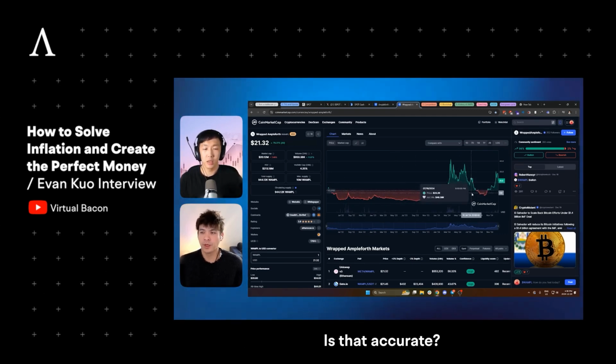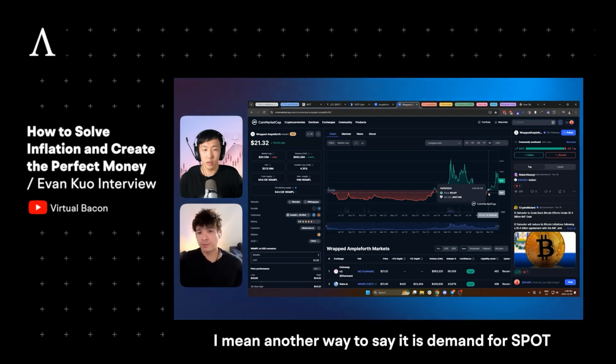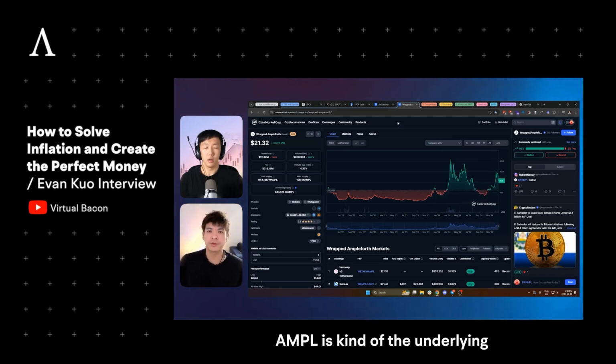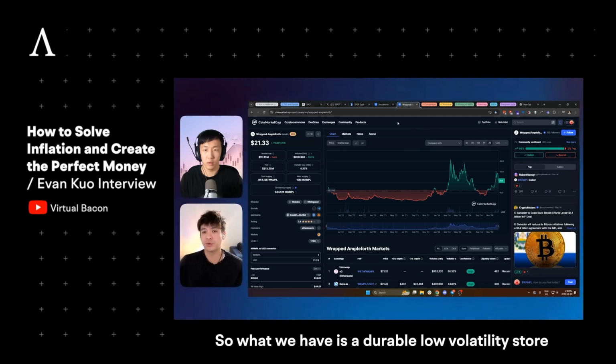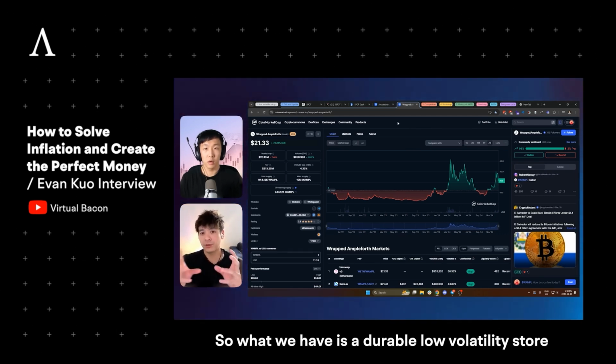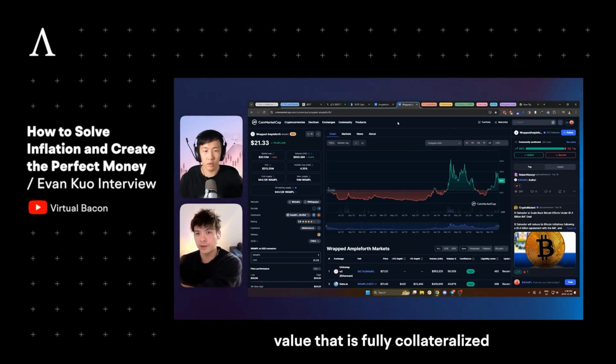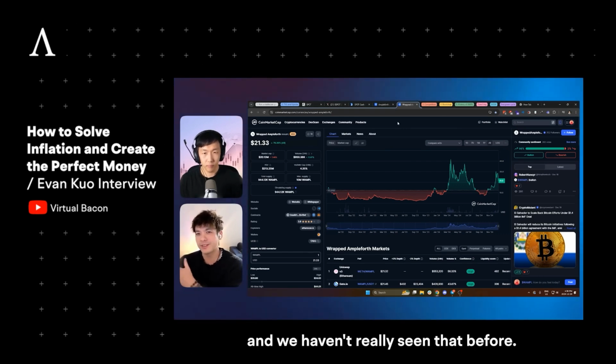Is that accurate? Yeah, I mean, another way to say it is demand for Spot will cause Ample to grow. Ample is kind of the underlying collateral asset. So what we have is a durable, low volatility store of value that is fully collateralized by a cryptocurrency, right? And we haven't really seen that before.